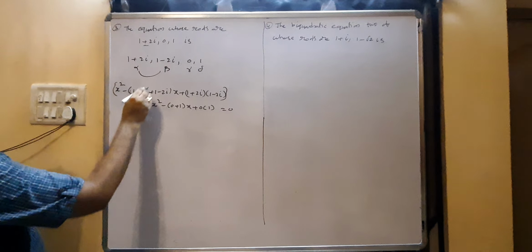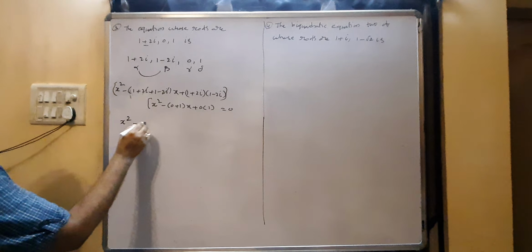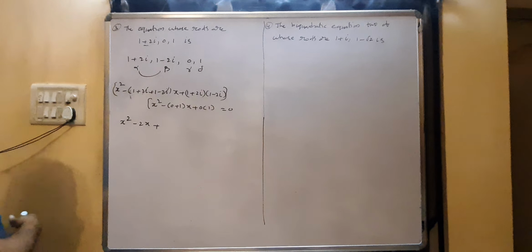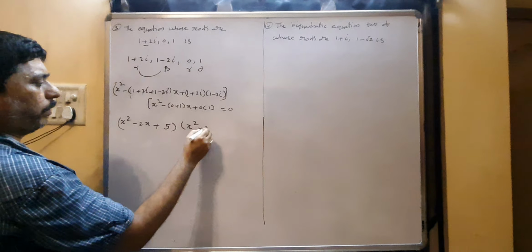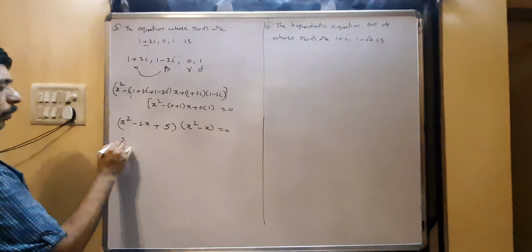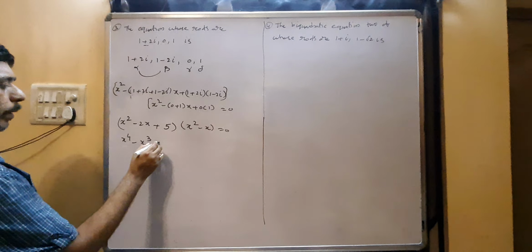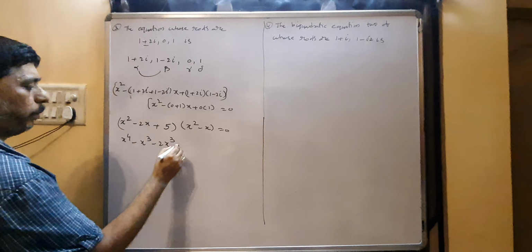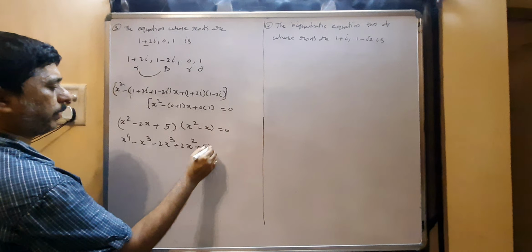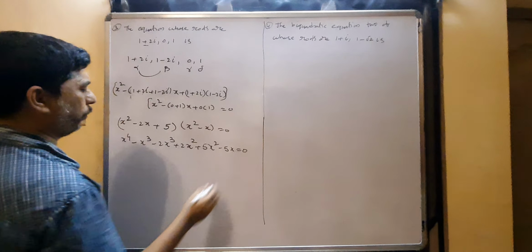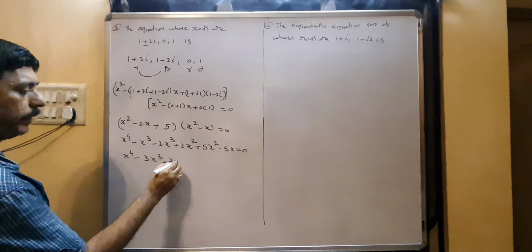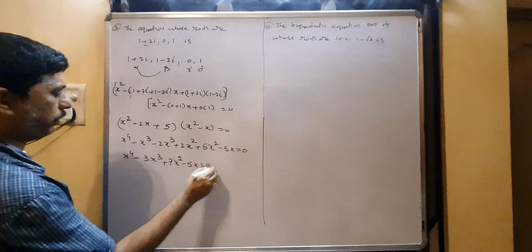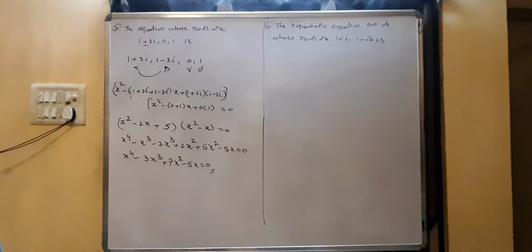The 2i gets cancelled: x square minus 2x plus 1 plus 2i into 1 minus 2i, 1 square minus 4i square, i square is minus 1, 1 plus 4, 5, into x square minus x. Multiply both: x power 4 minus x cube minus 2x cube plus 2x square plus 5x square minus 5x equal to 0. That is x power 4 minus 3x cube plus 7x square minus 5x equal to 0, which is the answer. Coming to the next question.